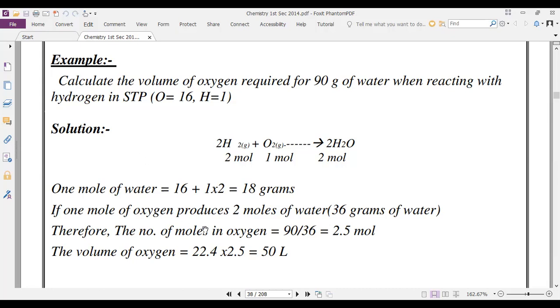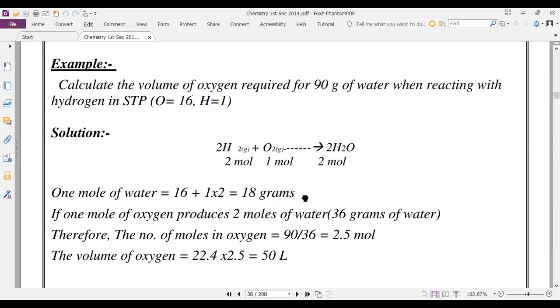1 mole of oxygen produces 2 moles of water, and 1 mole of water equals 18 gram. So 2 moles equal what? Equal 36 grams of water.